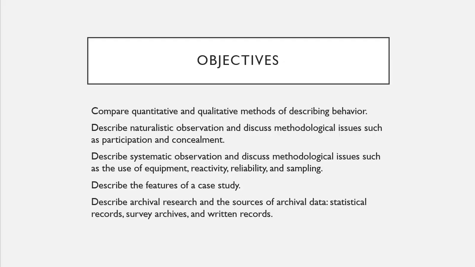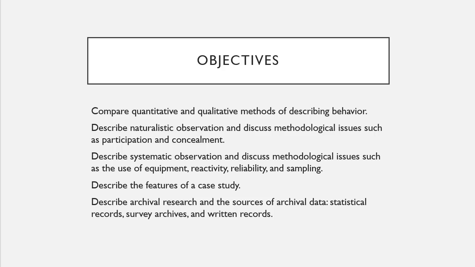Some of the objectives are that we're going to compare quantitative and qualitative methods of describing behavior. We're going to look at naturalistic observation and talk about some of the methodological issues like participation and concealment. There are going to be cases where we are going to participate in our own studies if we're doing naturalistic observations. We're going to describe systematic observation and discuss some of the issues that go into the use of equipment, some reactivity, reliability, and sampling concerns.